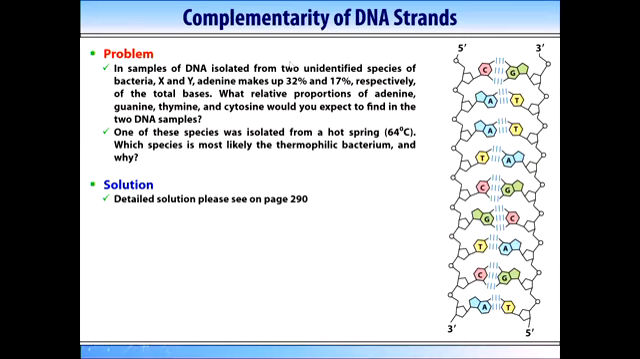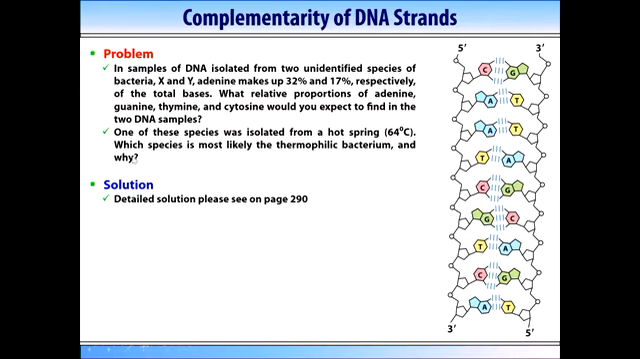Okay, the same logic applies for the 17% one. So it would be 17% of T, and 100 minus 34 would be 66, divided by 2 would be 33.